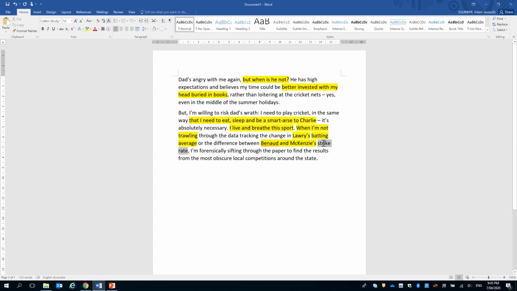Strike rate. The strike rate is another very specific cricketing term, and it is the number of balls bowled between a wicket for a bowler.